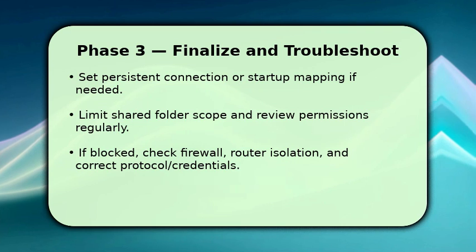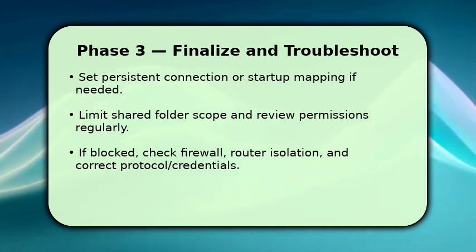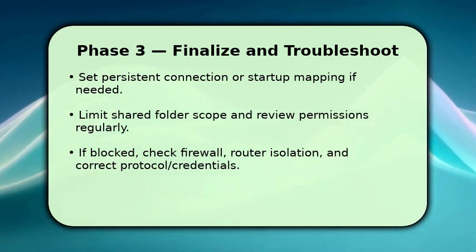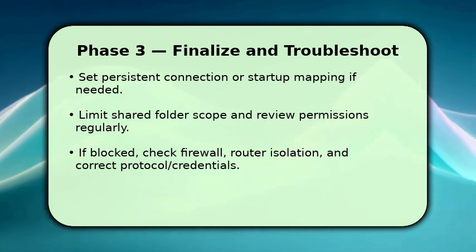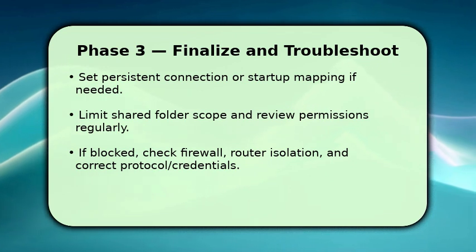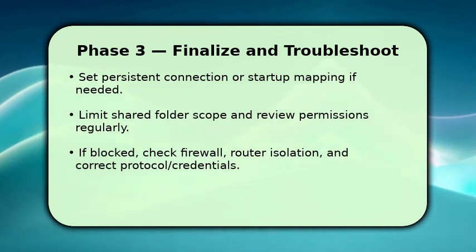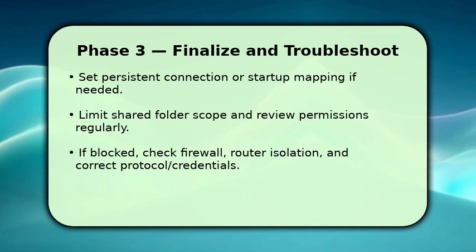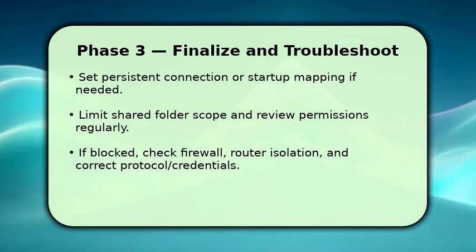If you encounter issues, the key troubleshooting step is to check firewalls on both devices and the router's AP isolation setting. It can prevent local devices from seeing each other. Also verify you use the correct protocol, IP address, and credentials. Fixing any mismatch usually resolves most problems.